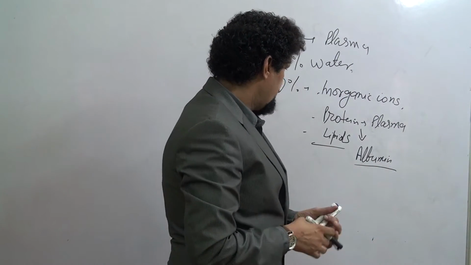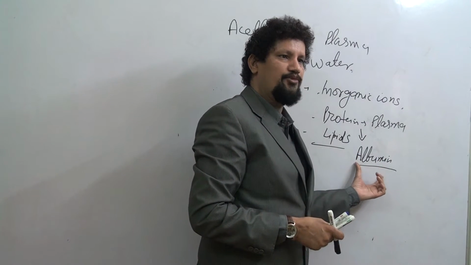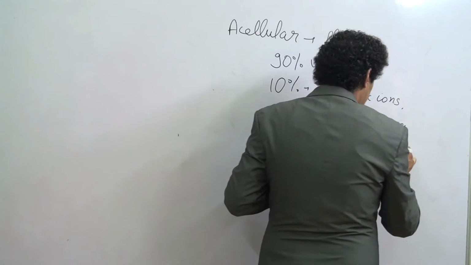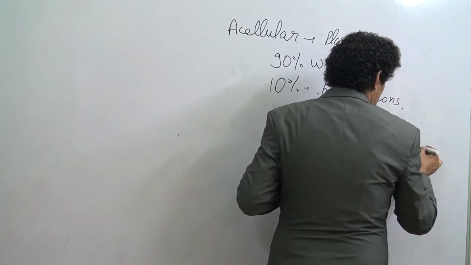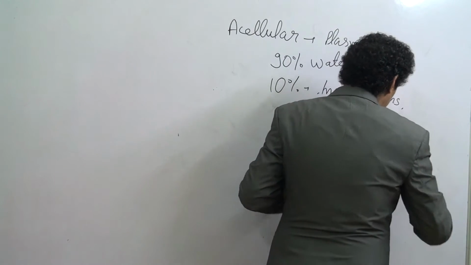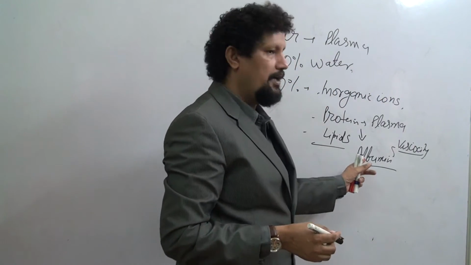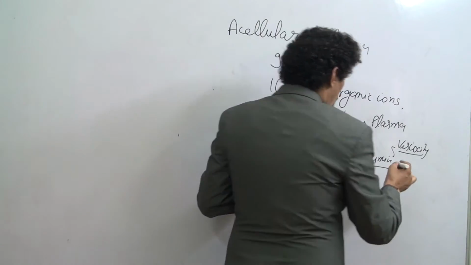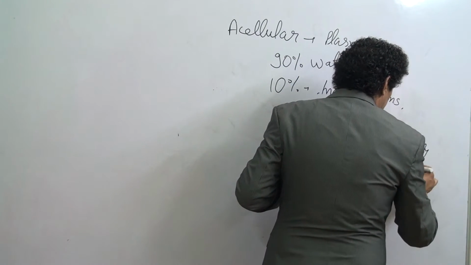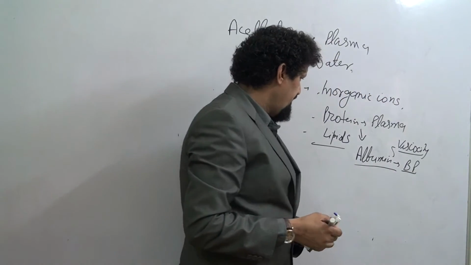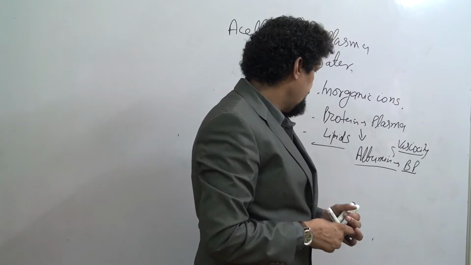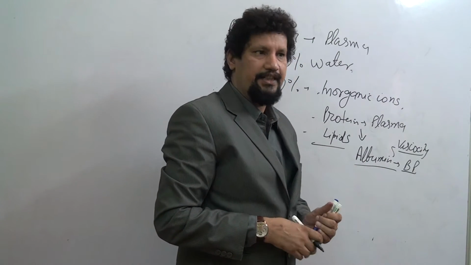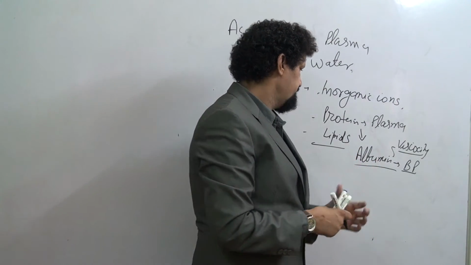Albumin is formed by the liver and it provides viscosity to the blood, and maintains and regulates the blood pressure. BP is maintained and regulated by albumin, and it provides viscosity to the blood.